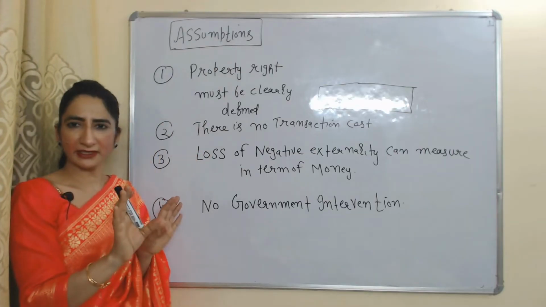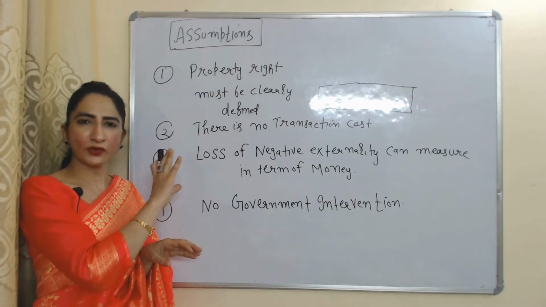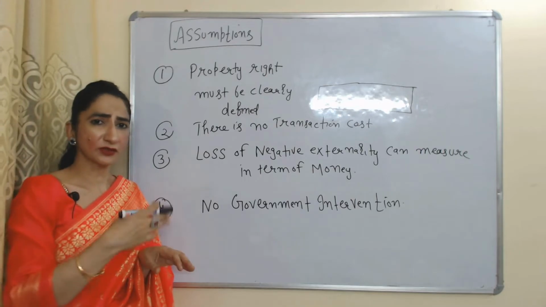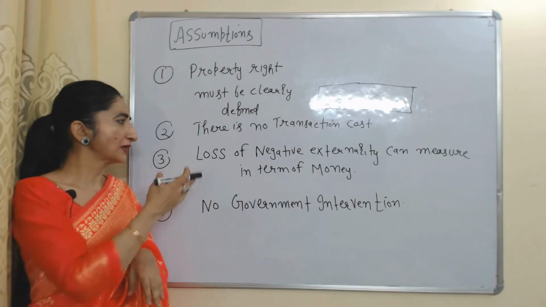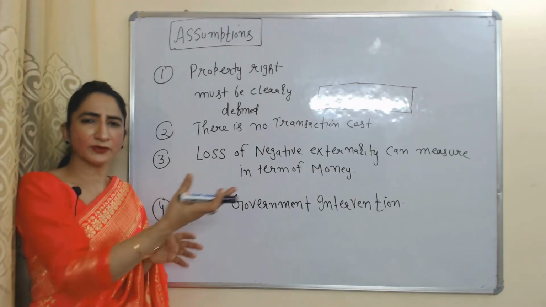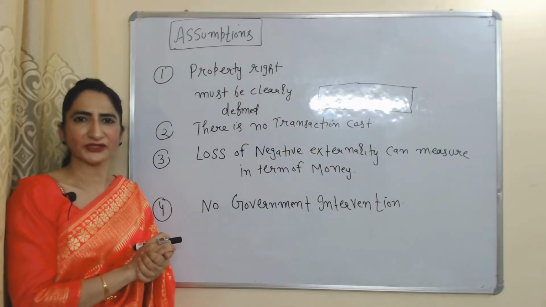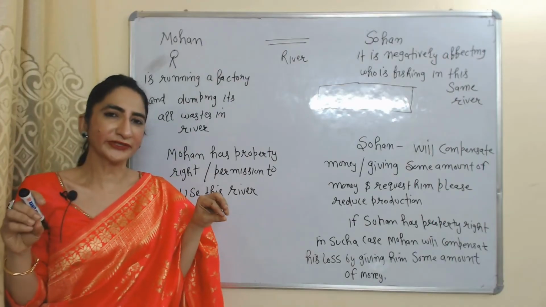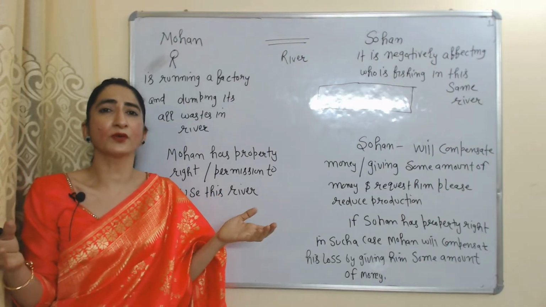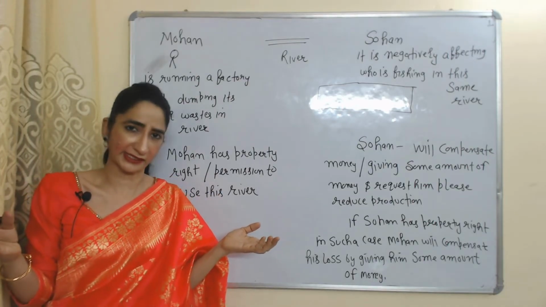Property right can be clearly defined. There is no transaction cost, that means there is no extra cost of bargaining. Loss of negative externalities we can easily measure in terms of money, and there is no government intervention. Now with the help of one example, we will clearly understand this theorem.